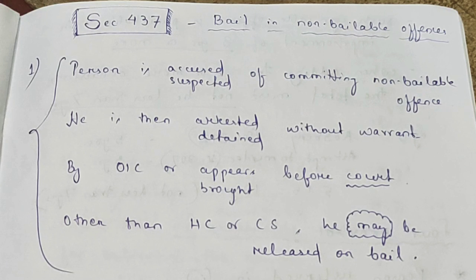By whom? By the officer in charge of the police station, or when he appears or is brought before the court. Appears also includes voluntary appearance, as I said in the earlier video, section 436. If he is arrested by the officer in charge or is appearing or brought before a court other than the High Court or the Court of Session, then he may be released on bail.